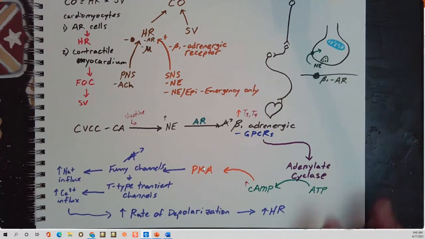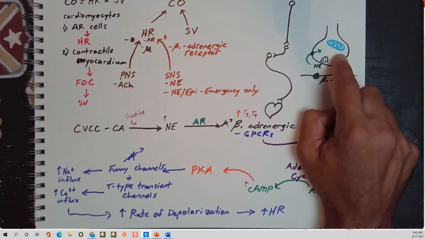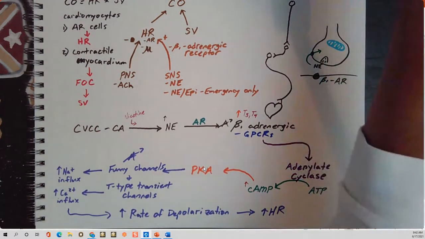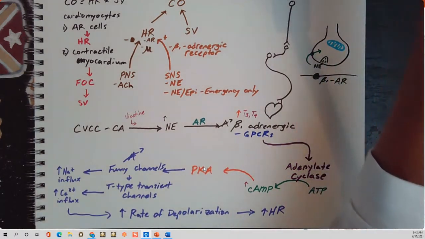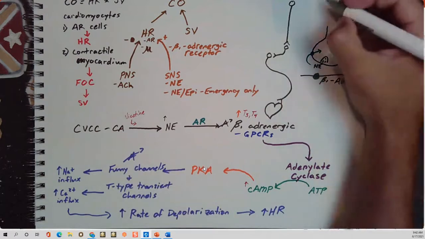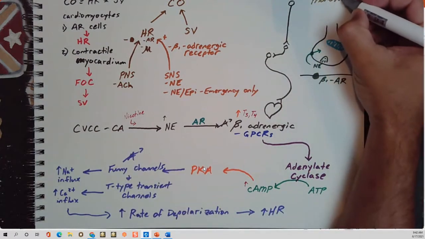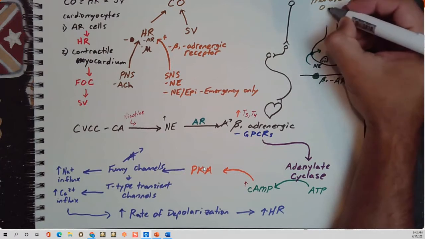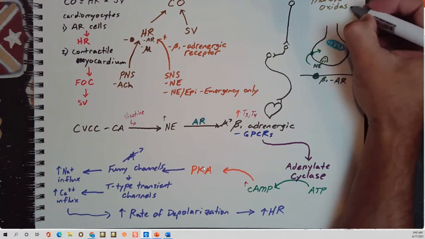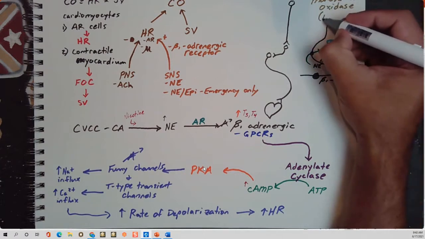Now we'll get there in a second, but yes is the answer. Okay, these mitochondria have an enzyme found inside of them. Yay for enzymes. Called monoamine oxidase. Otherwise abbreviated as MAO.